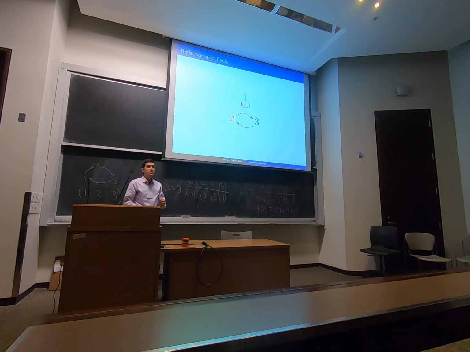Okay, there's our reflection. You can write this as a product of cycles. So we've got the cycle 1 to 1, then we've got the cycle 2 to 3 to 2.